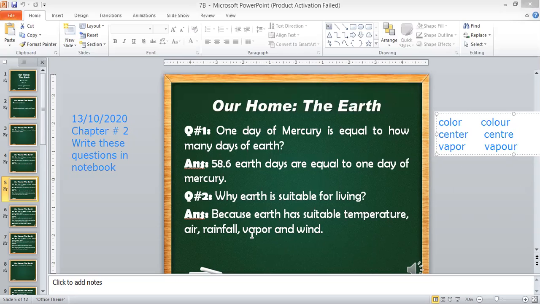Question number 2 is asking why Earth is suitable for living. Because Earth has suitable temperature, air, rainfall, vapor, and wind. We have a suitable temperature, so that we cannot die because of it. The temperature is on average 15 degrees centigrade, and there is air, rainfall, vapor, and wind on the earth. That's why it is suitable. Everyone has to write this answer in the notebook.